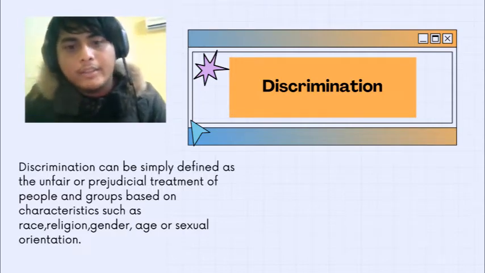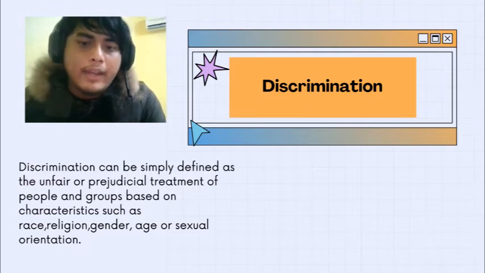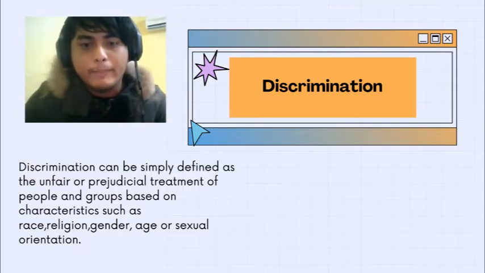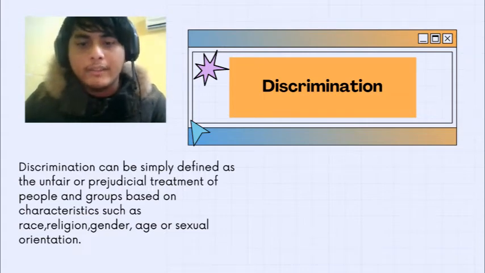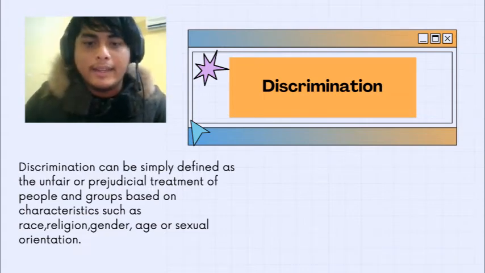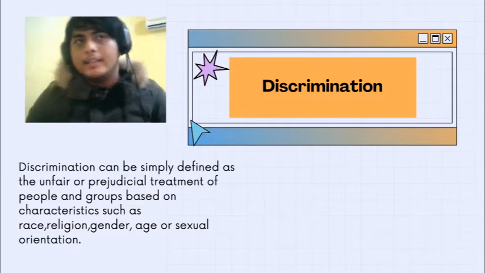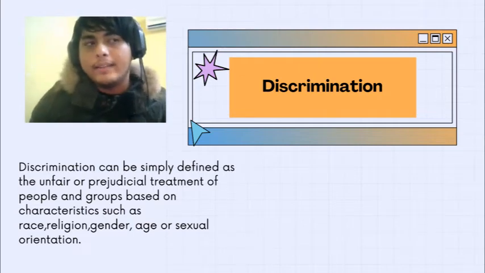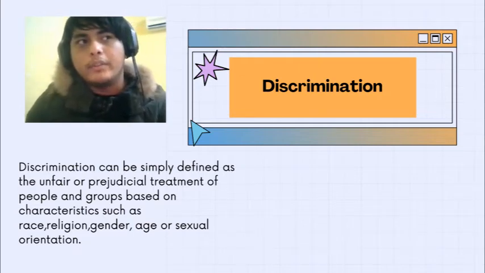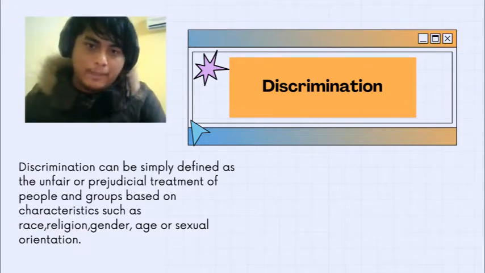All right, next is discrimination. Discrimination can be simply defined as the unfair or prejudicial treatment of people and groups based on characteristics such as race, religion, gender, age, or sexual orientation. So, based on our case study, is it really discrimination towards the Muslim community when the French Parliament decided on passing the bill?